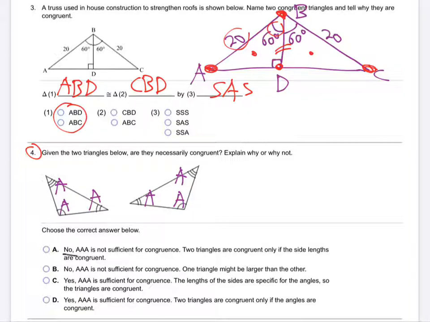Is it the first that says no, angle, angle, angle is not sufficient for congruence, it's not enough information, no, they're identical? 2 triangles are congruent, identical, only if the side lengths are congruent. That's not true. You don't have to have the sides, right? So, B, no, angle, angle, angle is not enough. One triangle might be larger than the other. That's true. That's the problem with AAA, right? One could be a bigger version or a smaller version of the other. So that's the right answer.